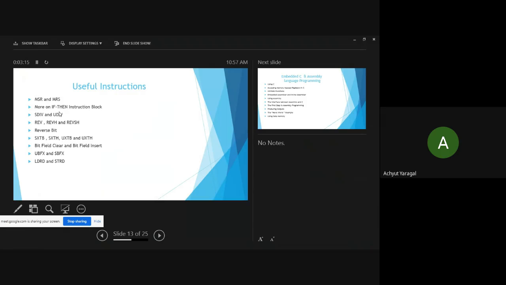Then we are going to explain SDIV and UDIV. SDIV is signed division and UDIV is unsigned division. Reverse is there, Reverse H is there, Reverse SH is there. So this is very important from the point of an examination. Reverse bit is also very important from the point of examination.